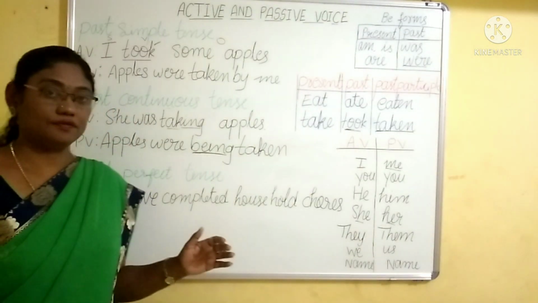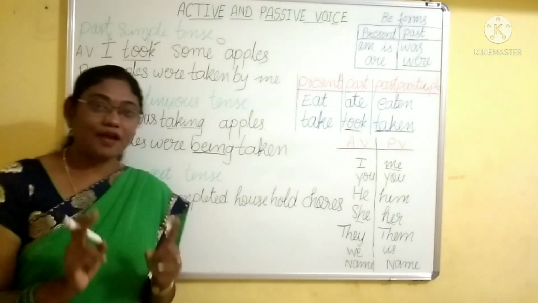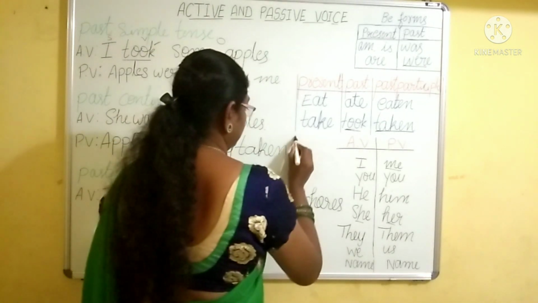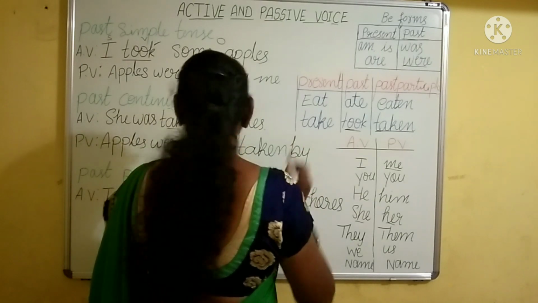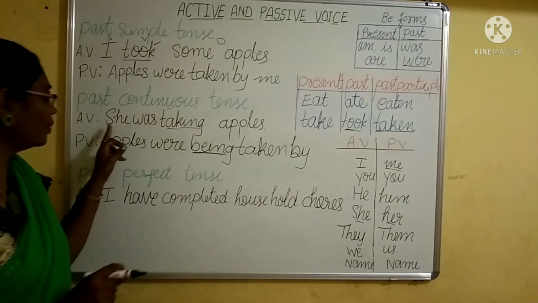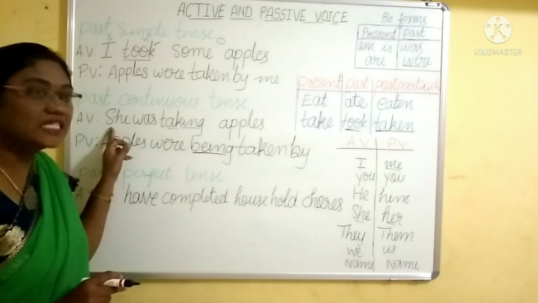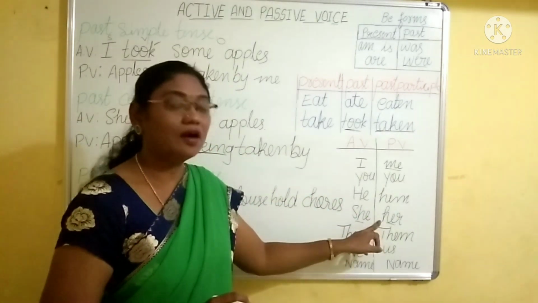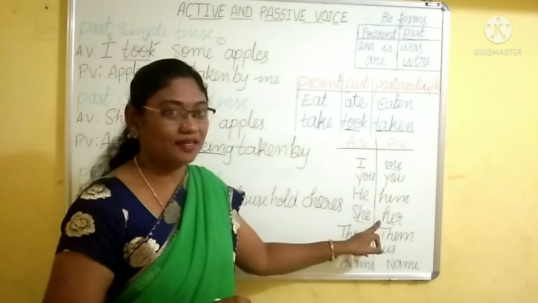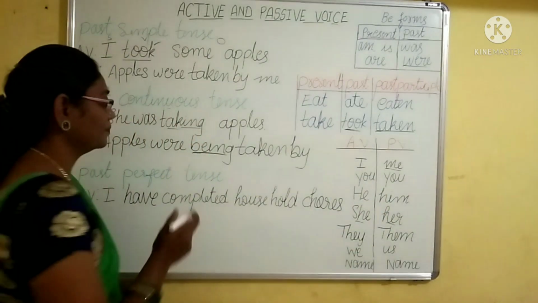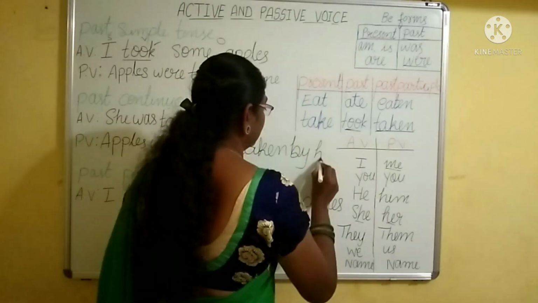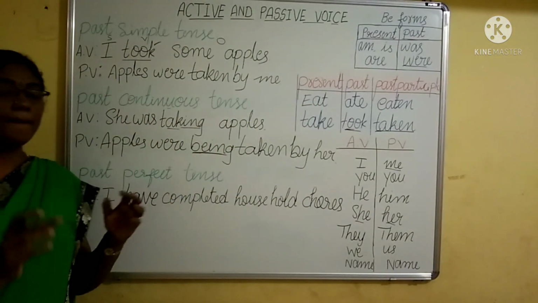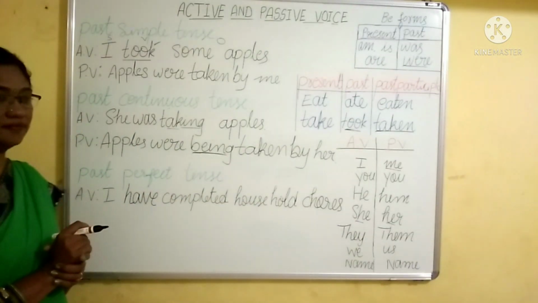Then is that enough? No. We have to add the preposition by. Don't forget. And what is there in the subject? She. You follow this list. She will become her in passive voice. By her. So we have finished this past continuous tense.